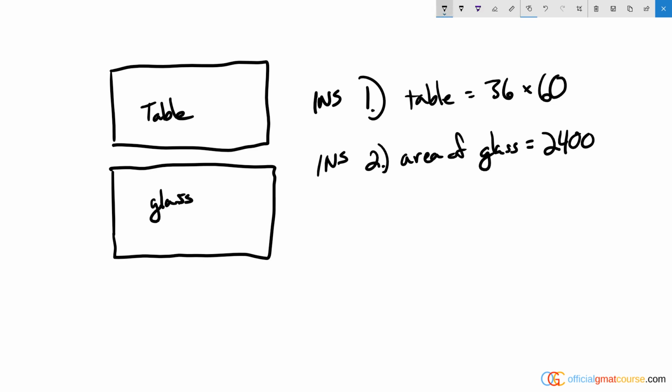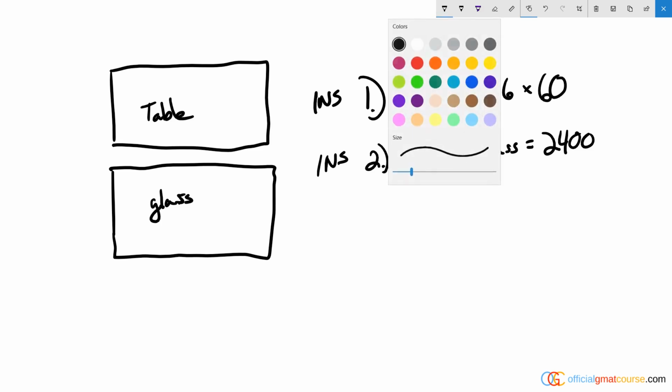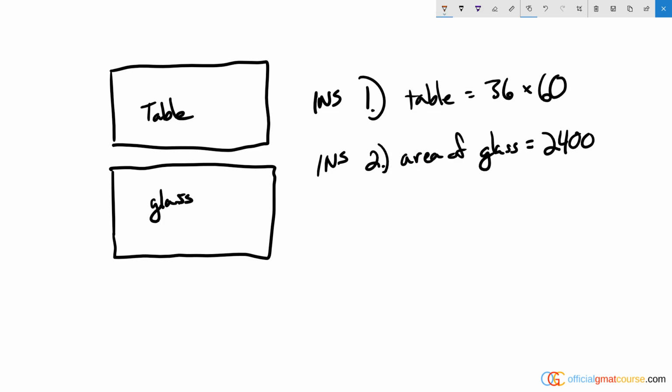Now, if we think about how a piece of glass could be positioned to cover the entire table while being parallel to the edges of the table, it would have to be at least a little bit taller and at least a little bit wider than the table itself. So I need to know both if the height is larger and the width is larger than the height and width of the table, which we have here.